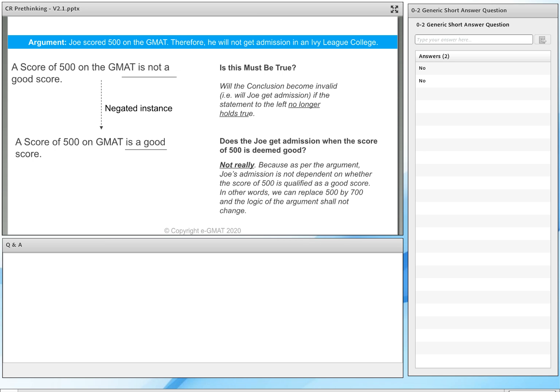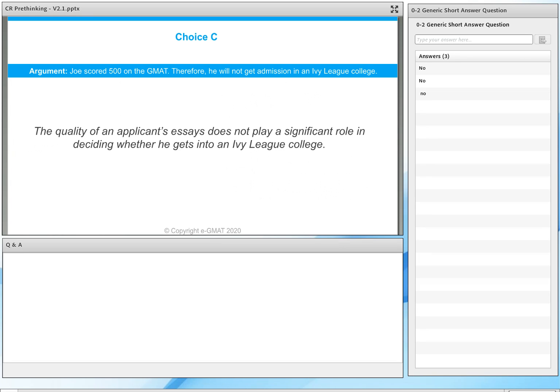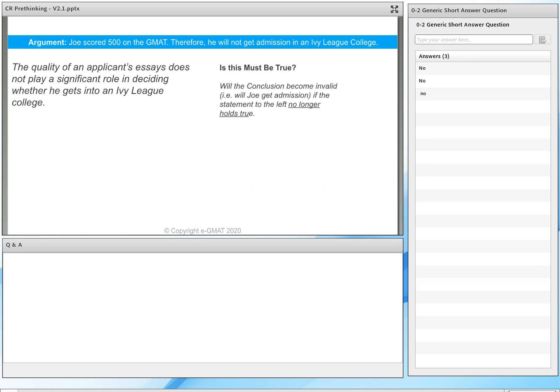Because when you think about the original logic of the argument, it is not predicated on whether you call this score of 500 a good or a bad score. You could replace 500 with 700 or even 750. The logic of the argument will still not change. So that's the value of it in this case.